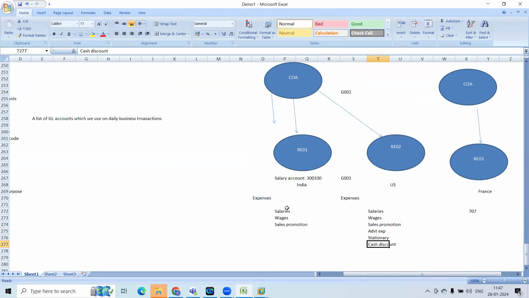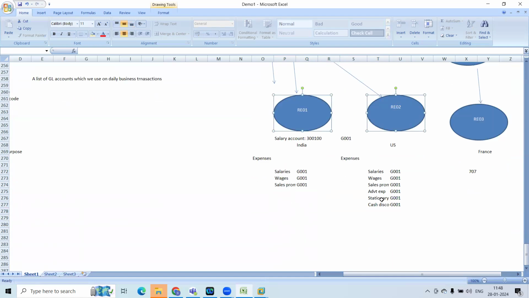Then for these expense categories we will create one group code for consolidation. That code we will assign in each GL account. So once you extract the report for this G001, you will come to know both India and US, what my expenses are. Is it clear, Purushottam?